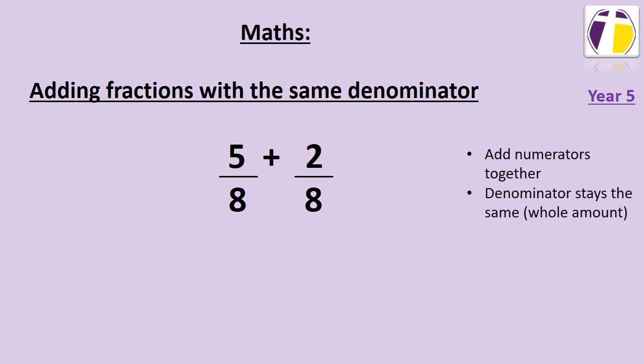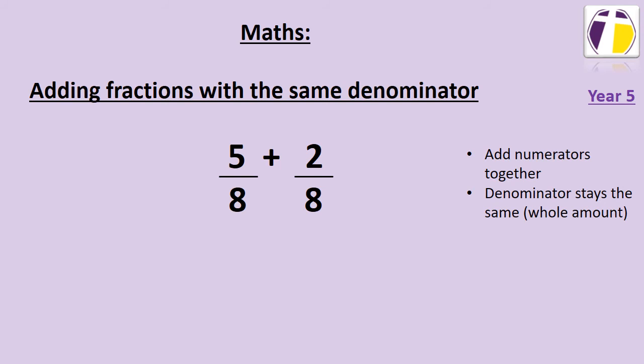We are now going to try and add these fractions together. We know that 5/8 is bigger than 2/8, but I wonder what happens when you add them. I've put some reminders on the right-hand side of things you need to remember when adding fractions. The numerators need to be added together. So you are going to add 5 and 2, which would make 7.